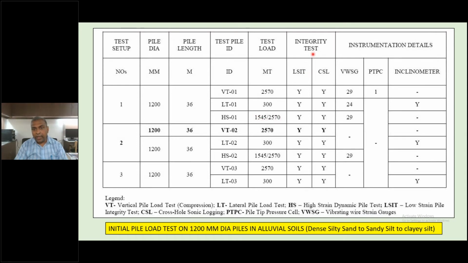Then LSIT, which means the low strain pile integrity test, was conducted on all these piles. Cross-hole sonic logging tests were also conducted on all these piles. These piles were further instrumented with VWSG, that is, vibrating wire strain gauges, and at least 3 piles here were instrumented and 1 pile here. Then we also included a PTPC, pile tip pressure cell, in one of the cases, VT1, and inclinometers were present with, of course, LT1, LT2 and LT3. So this was the test summary which we had.